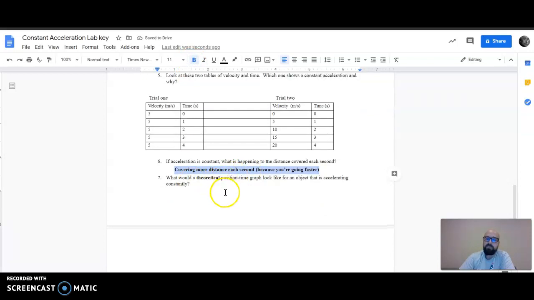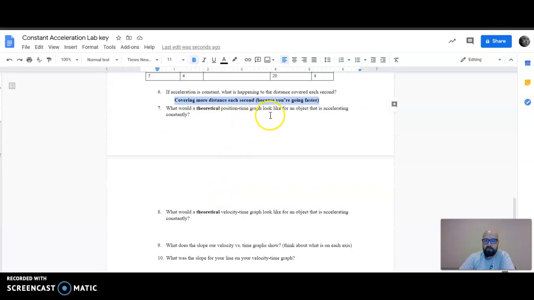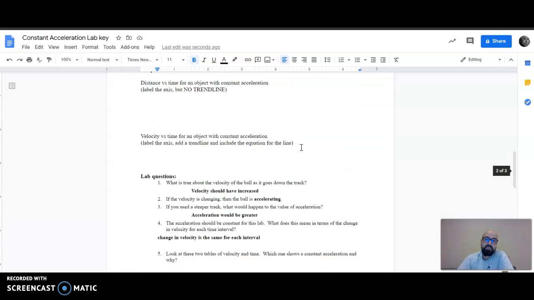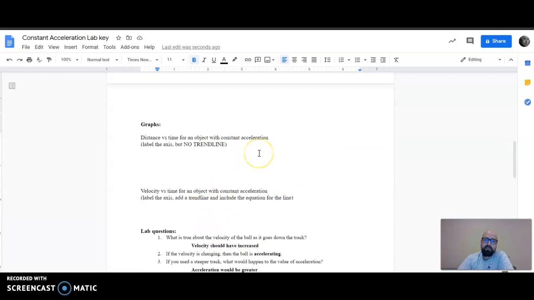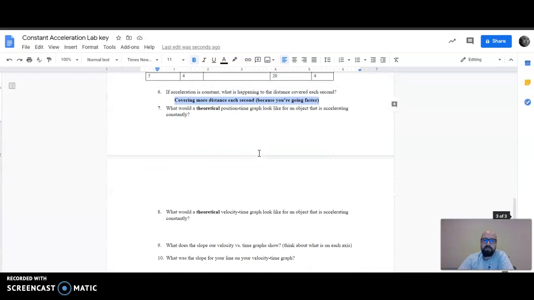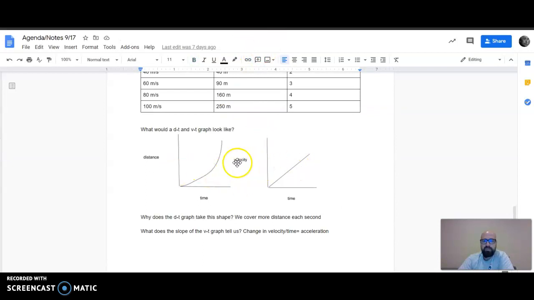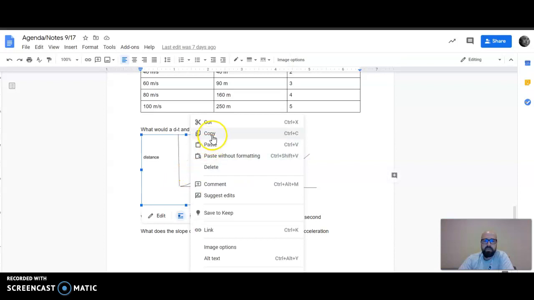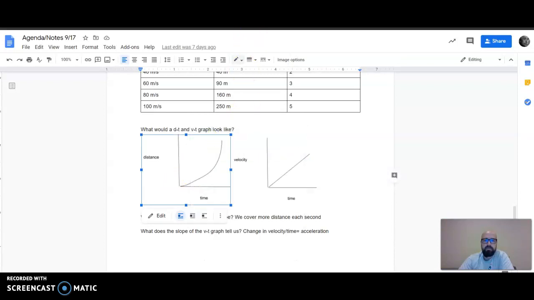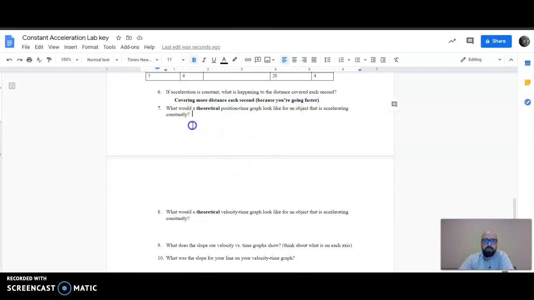And then I asked you about theoretical position time graphs and velocity time graphs for those. And that was thinking about what your graphs ideally up here had looked like. They didn't look perfect, but they looked okay for the most part. And that kind of came straight from our notes where we had these two graphs for the distance versus time. So I'm just going to cut or copy this and put it into our key here.